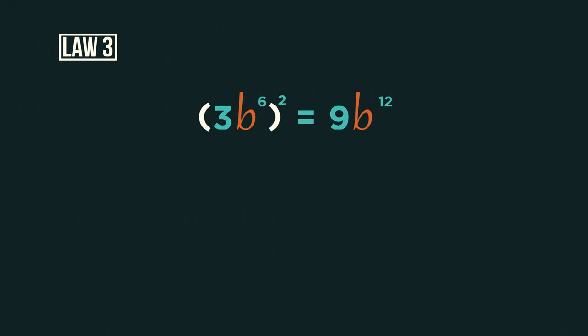If we wrote this out, it would be 3b^6 multiplied by 3b^6. And we know that when we multiply indices, we add the powers. So 3 multiplied by 3 is 9, and 6 plus 6 is 12. So just remember, when we raise a power to a power, we just multiply the 2 powers together.